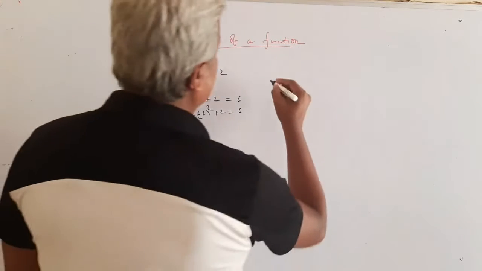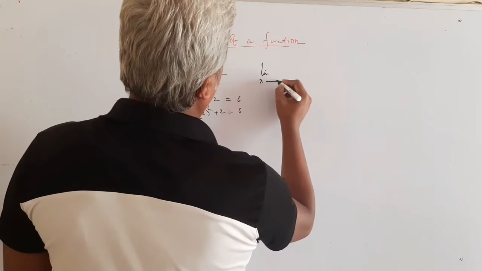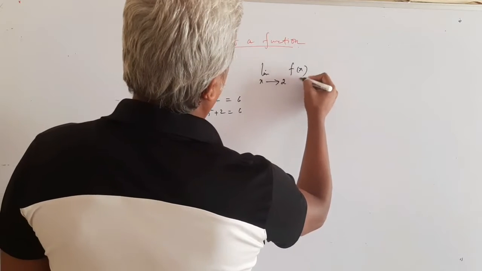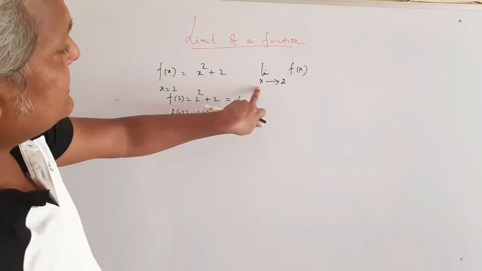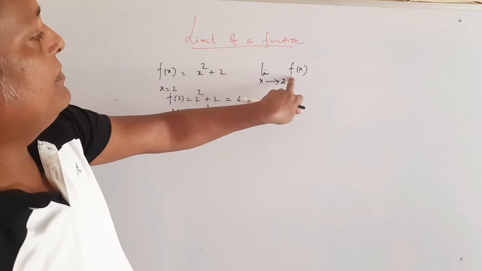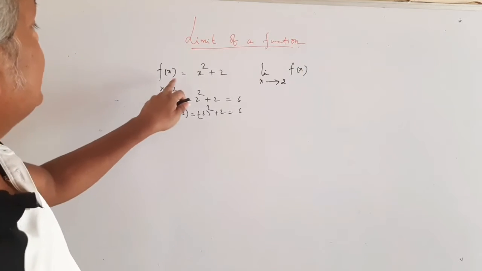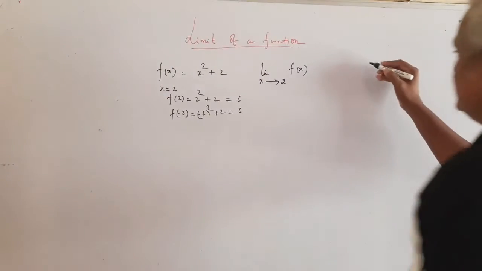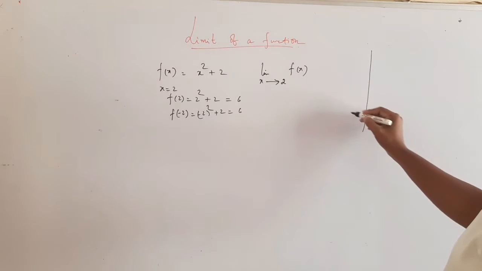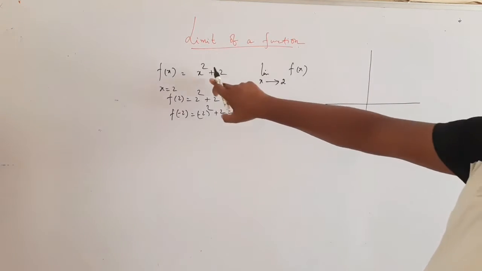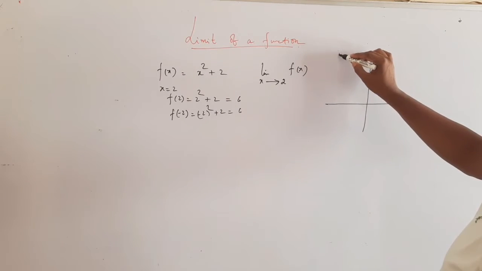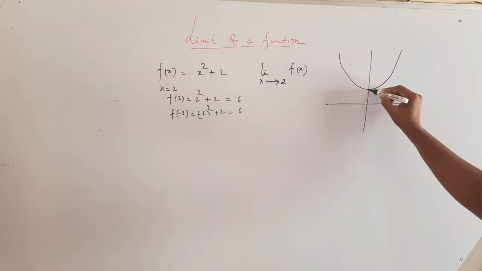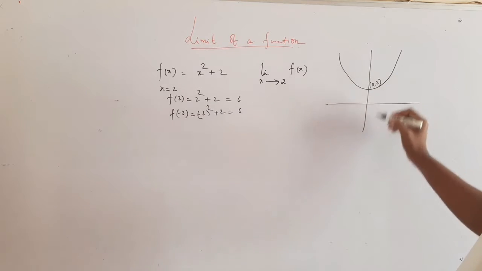Now the limit is, limit x tends to 2 of f(x), which means when x is approaching 2, what will be the value of the function. Suppose I have a function f(x) = x square plus 2. If I want to draw it graphically, this will be a quadratic function of the form y = x square plus 2, which means the vertex is at (0, 2).